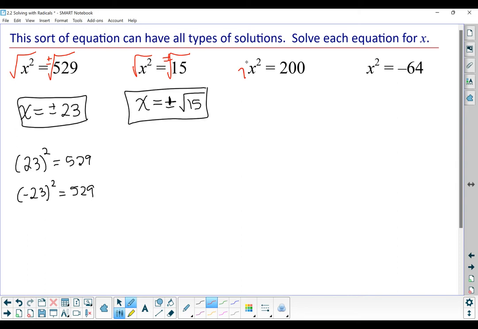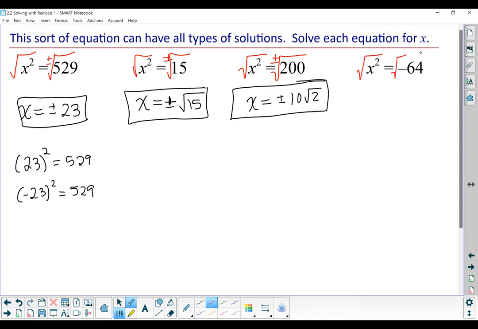Okay, the next one, we're going to apply that square root to both sides of our equation, and we get x is equal to, and if you let your calculator simplify that radical, you get 10 root 2. The square root of 200 is the same as 10 root 2. So another question that had two irrational answers, but this time they have a coefficient of 10, so x is equal to positive and negative 10 root 2. All right, our last one.